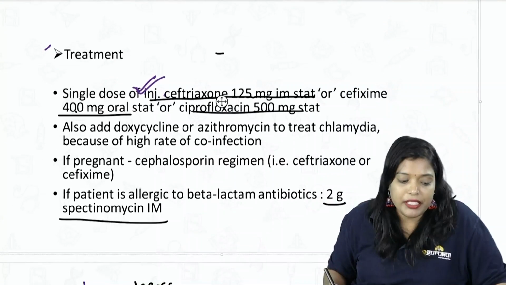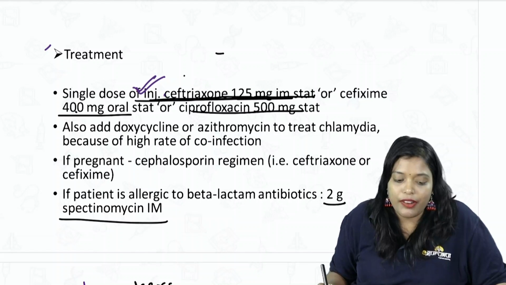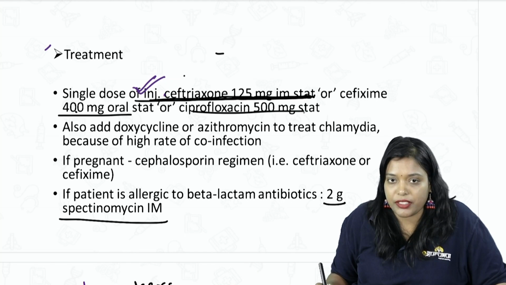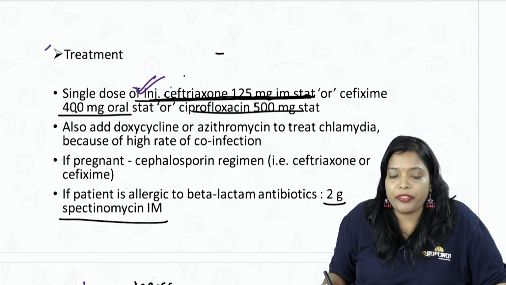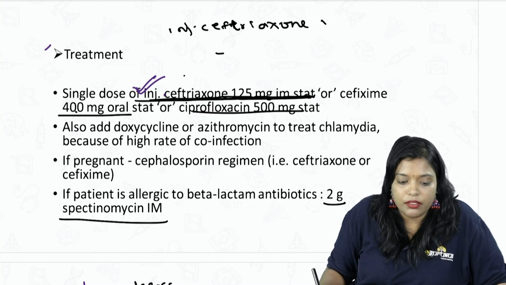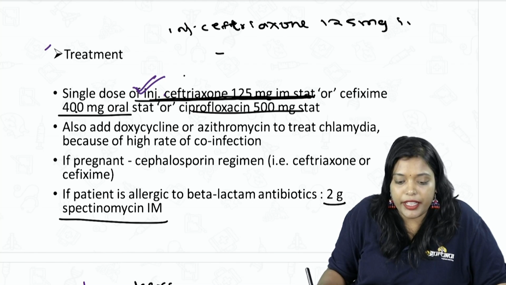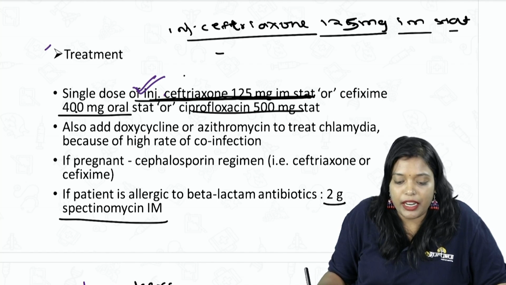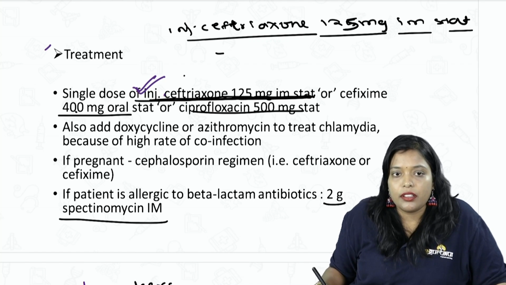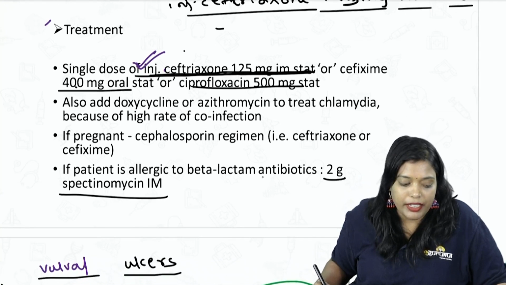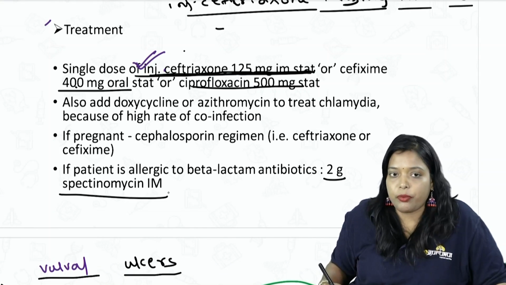So treatment will be single dose of injection ceftriaxone 125 milligrams IM stat, or cefixime 400 milligram oral stat, or ciprofloxacin 500 milligram stat. So preferred will be injection ceftriaxone 125 milligrams IM stat. Okay. So in pregnant, you can give the cephalosporin regimen. If patient is allergic to beta-lactams, then you can give 2 grams of spectinomycin IM.